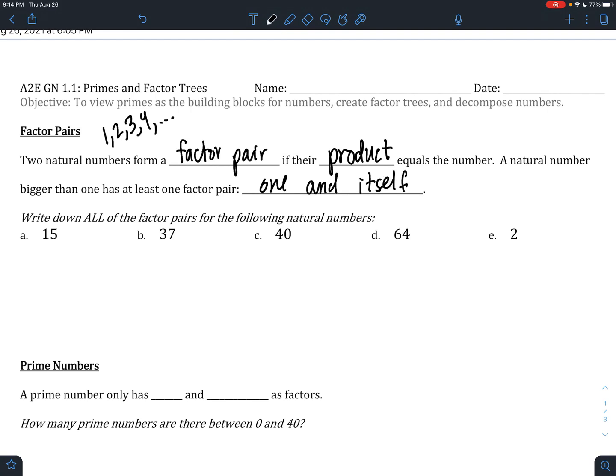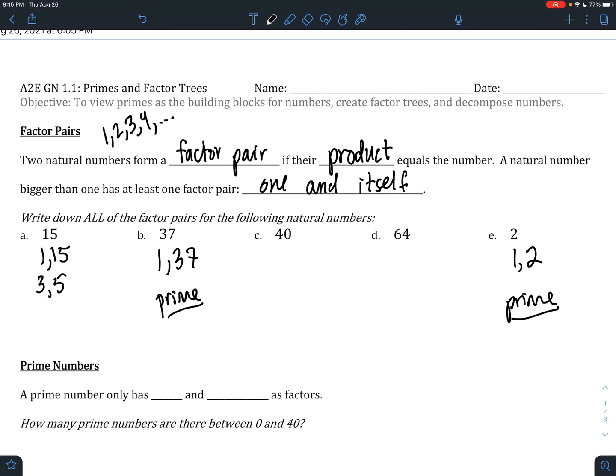So let's practice doing some factor pairs. Some of these are easier than others, right? 15, well, 1 and 15. You can also do 3 and 5, right? For 2, you're kind of stuck. It's just 1 and 2. 37 is the same way. It's odd, but it's also kind of unique, right? Because it's a bigger number, but nothing goes into it except for 1. So those numbers have a special name. They're prime. Okay? So 2 and 37 are prime.